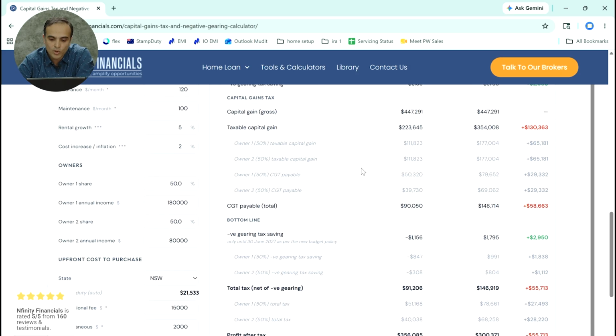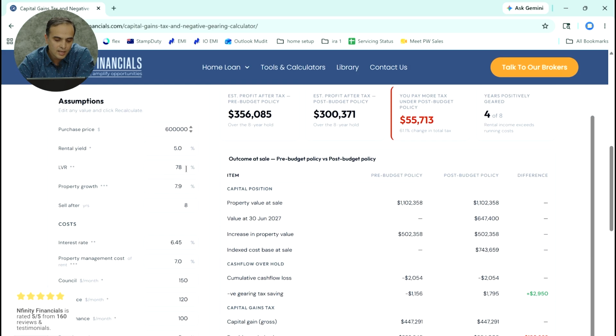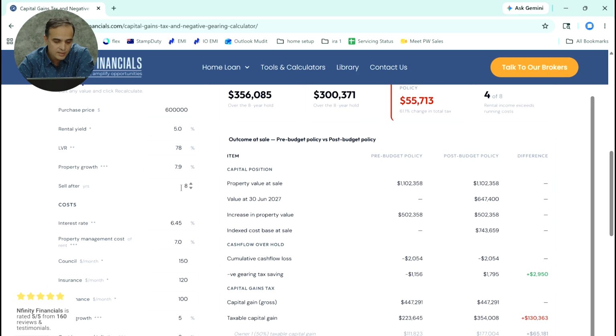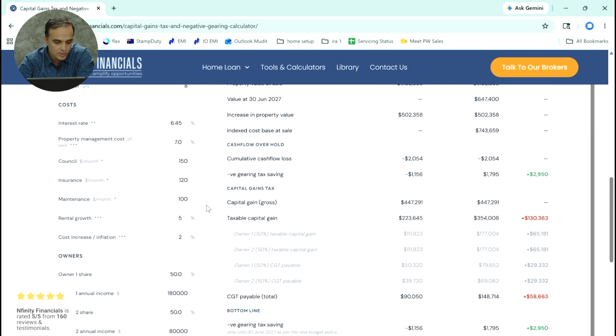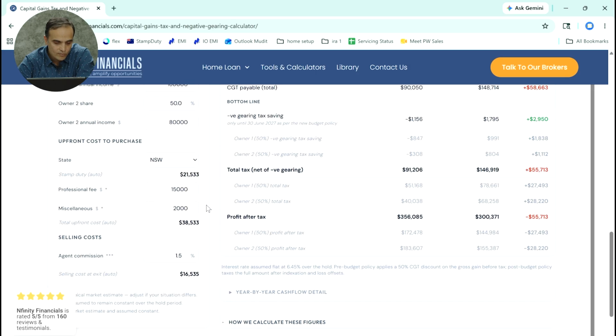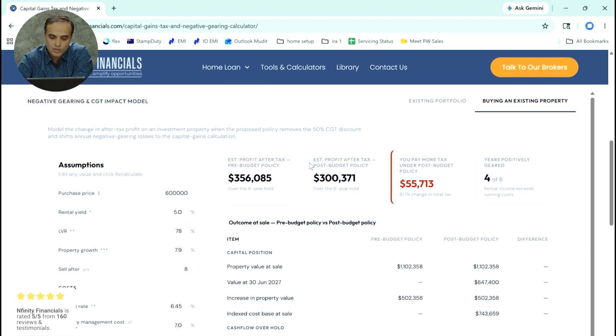Okay, so these are now the inputs and some basic computation based on that. Now let's look at the model for this scenario. What we have assumed is a property of 600K, selling after 8 years. This is an existing property that you're looking to buy now with a rental yield of 5%. Now let's look at the numbers. So let's look at the key numbers there.